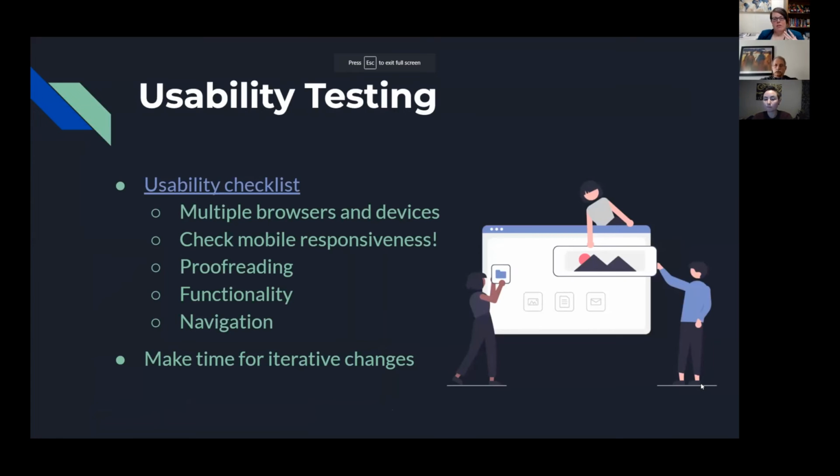So the next step of the process after getting all of the content information from the docs was to do some testing and make sure everything is working correctly, making sure that it's proofread, the links go to the places that they're supposed to. And one thing that we discovered partway through this process was the importance of mobile responsiveness.